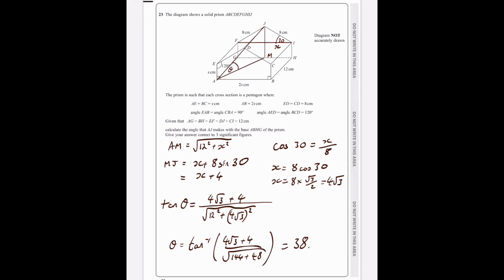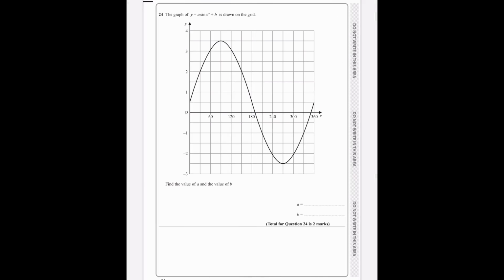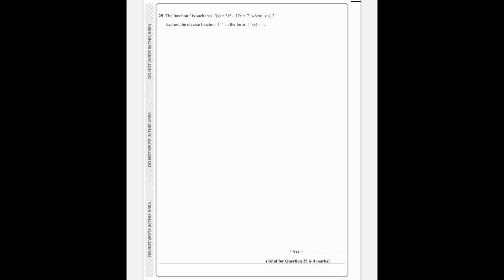And the angle comes out as 38.3 degrees. Question 24, there's a few ways of doing this one. Draw it, look at the sizes. It goes from -2.5 to 3, so it's got an amplitude of 3, and everything's been shifted up by half a square, so b is 0.5. Any number of ways of working that one out. Try it, draw it, whatever works for you.